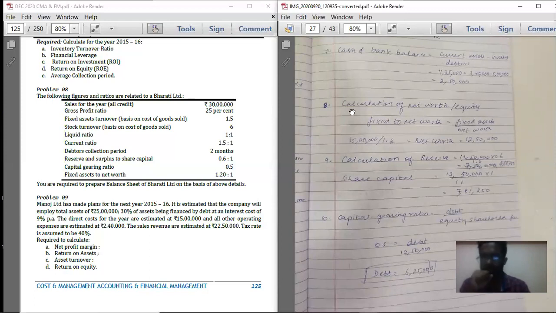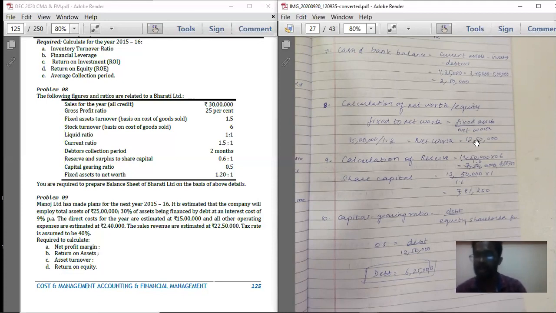So equity, if we add the preference share capital, it will end up as net worth. So calculation of net worth or equity. Below that, what formula have they given? Fixed assets to net worth is 1.2:1. So the formula is fixed assets divided by net worth. What is fixed assets? 15 lakhs. So fixed assets to net worth is equal to fixed assets divided by net worth, which is 15 lakhs divided by 1.2, that is 12,50,000.